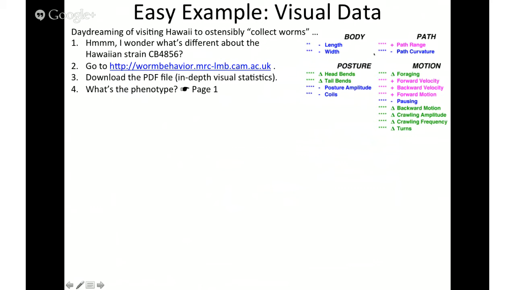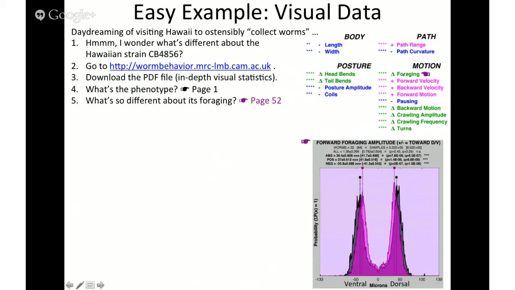And you can see here in terms of motion, they move a lot more. They pause a lot less. And things that are greater have a plus and are marked in magenta. For those who are colorblind, there's the plus and the minuses. And then things that are just different, where we couldn't ostensibly say what's different about them, are marked with this delta sign to say that they're different. Let's say I'm curious about foraging because it's different, but I wonder, how is it different?